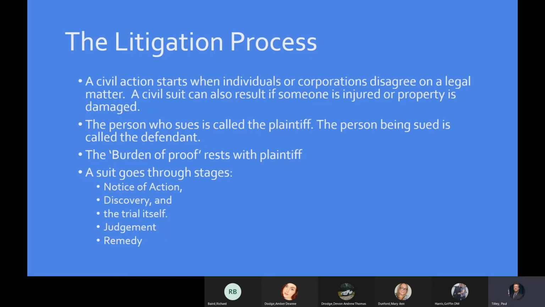The person who sues is called the plaintiff. The person who's been wronged is called the plaintiff, and the person being sued is called the defendant. The burden of proof always rests with the plaintiff, which is the person doing the suing. So the person doing the suing has to prove that they were wronged.